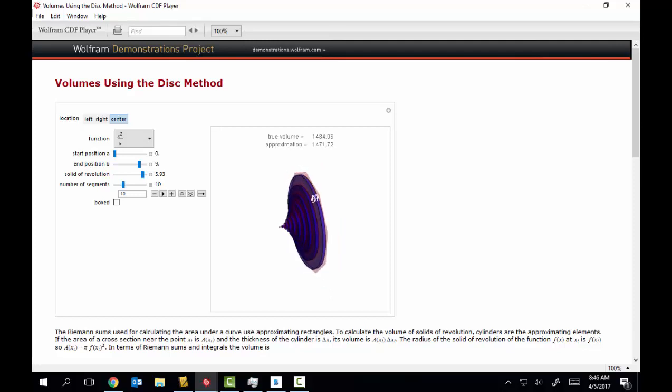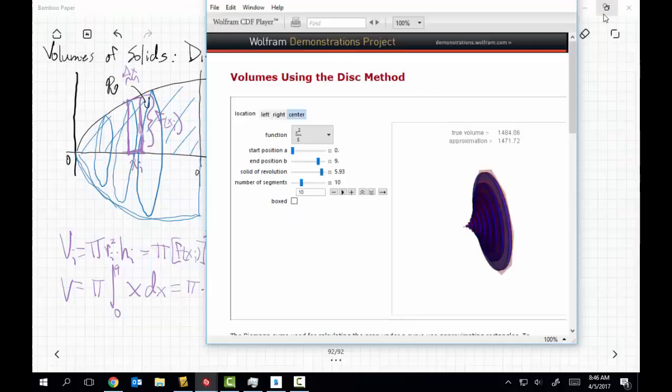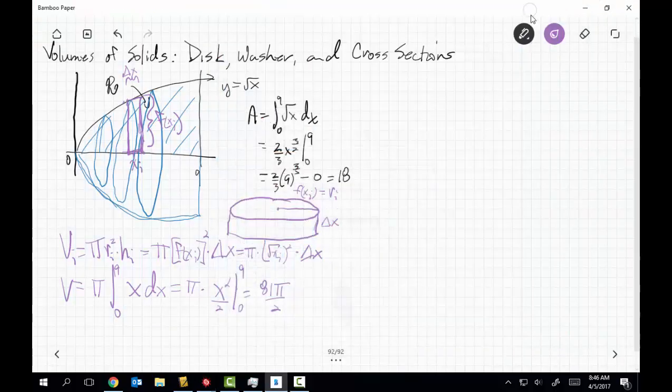Look at that crazy polygonal thing around the edges. I don't know, that must be a glitch. All right, enough of this business. So that's how disks work. Super simple, not a whole lot to it.